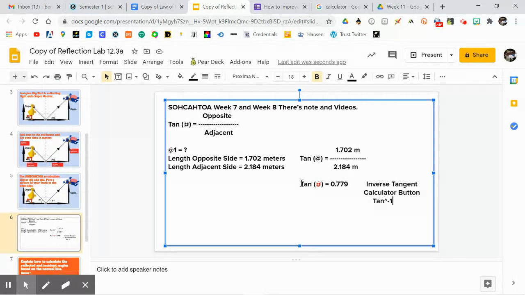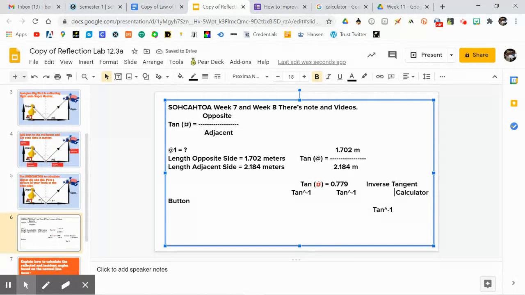And so we are going to apply the inverse tangent to both sides of the equation. Okay, we're going to apply inverse tangent to both sides of the equation. And so we're going to do that by saying, okay, well, on one side, we're going to do tangent to the -1. And then we're going to do the same on the other side. Tangent to the -1, okay?